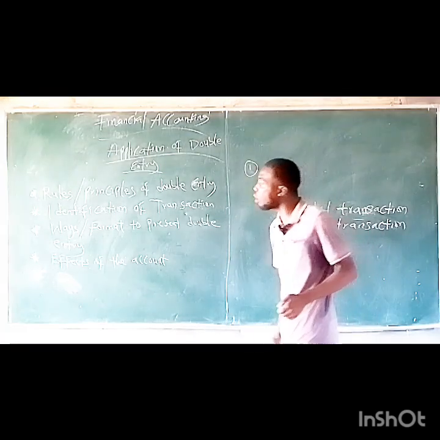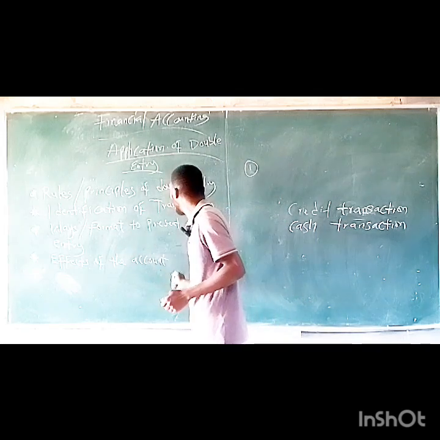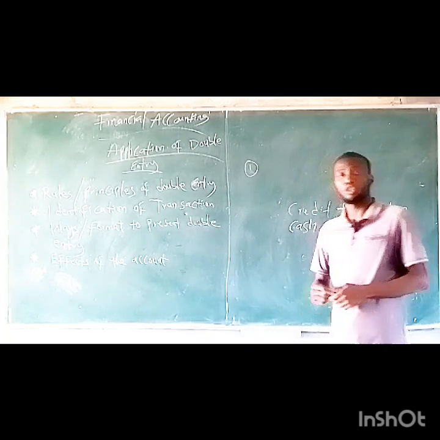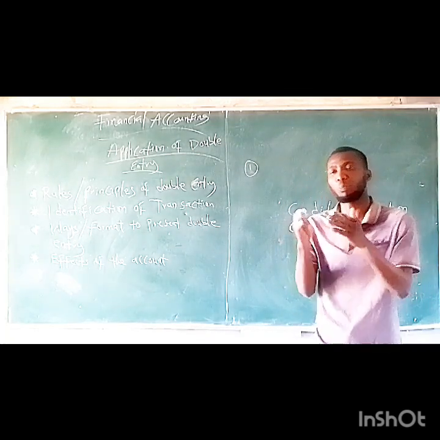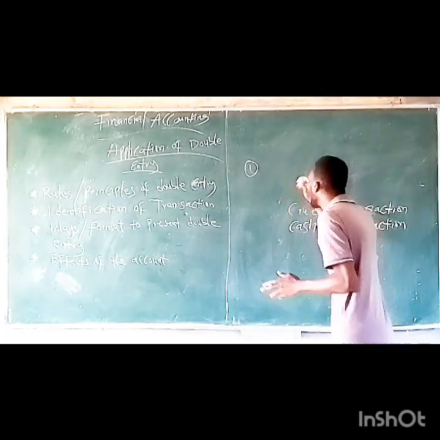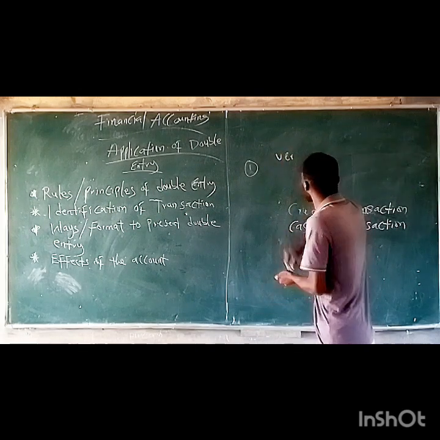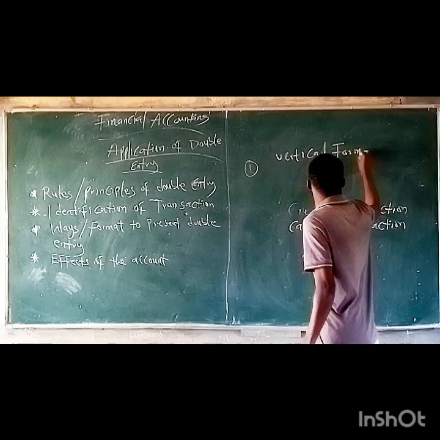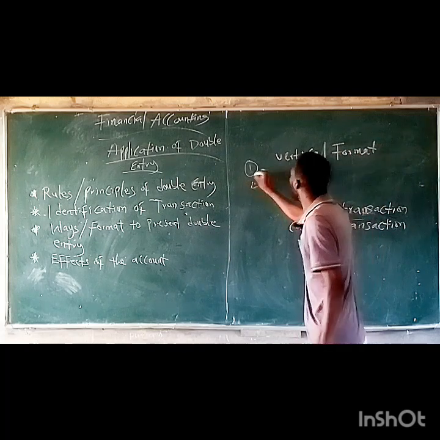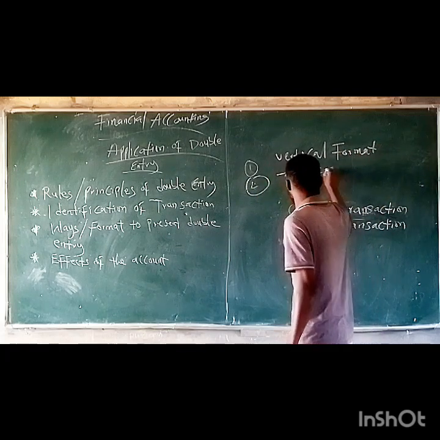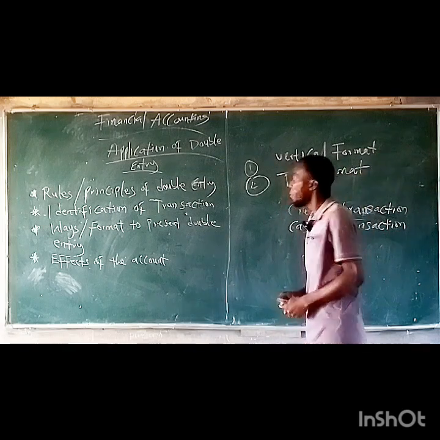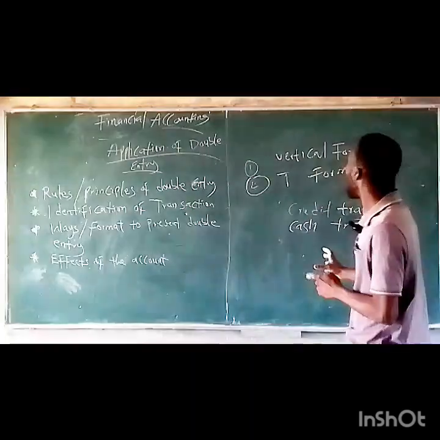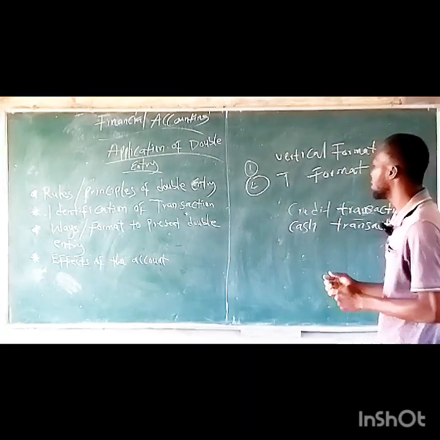Then we move to the next one, which is the ways and format to present double entry. Now, the ways and format to present the double entry are the vertical format and the T format. So we have the vertical format and also the T format. These are the ways or the formats to present the double entry.